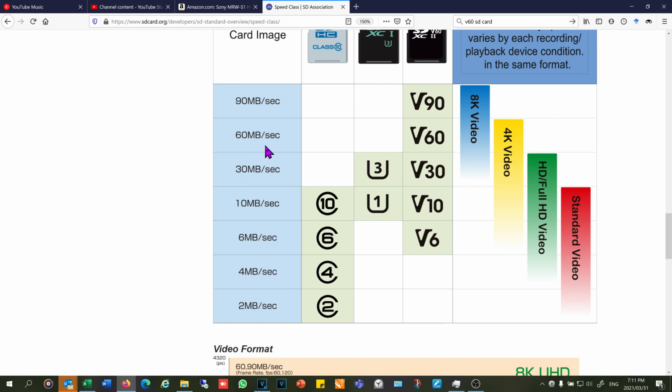So for most people, that is more than sufficient, because most people, even if you're recording at 50 frames per second or 60 frames per second, 200 megabits per second is a common transfer rate on a camera. Very few cameras are recording over 400 megabits per second. So for the V60, you're safe. So for 4K recording at a high bitrate, you'll be safe with using the V60 card.